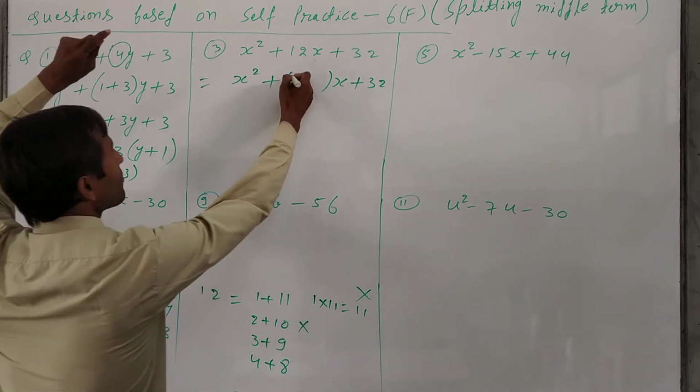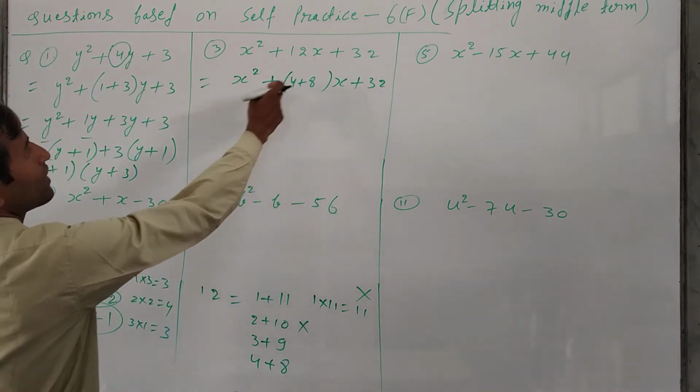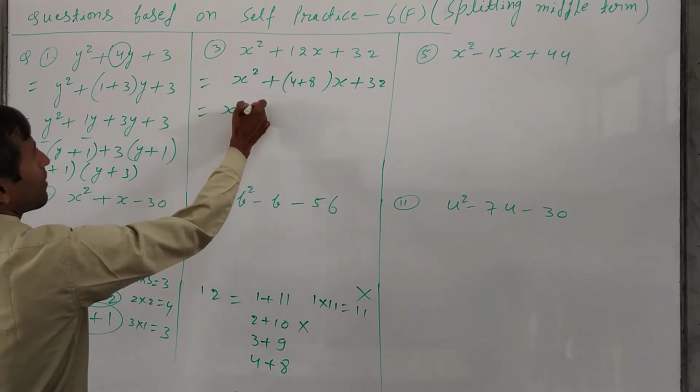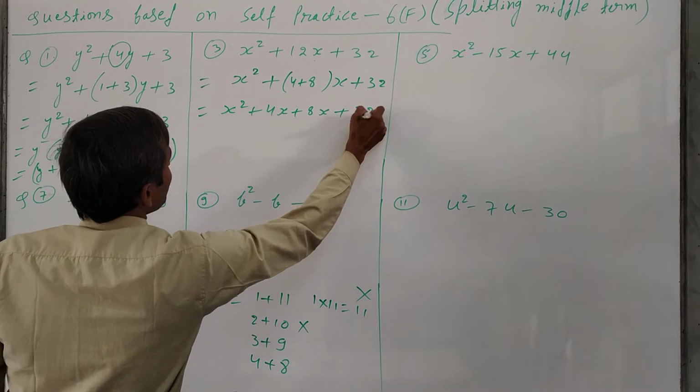So we can write here in place of 12, 4 plus 8. Now we have to multiply here. So x square plus 4x plus 8x plus 32.